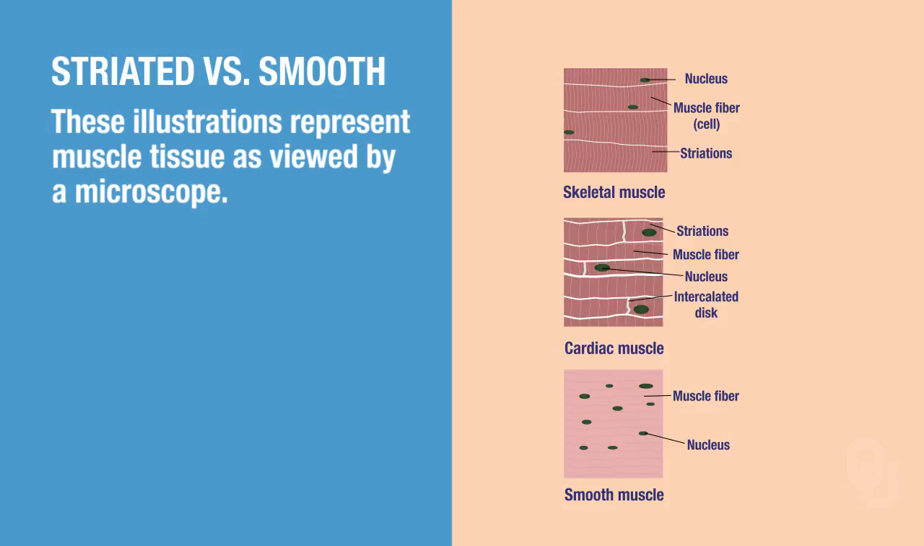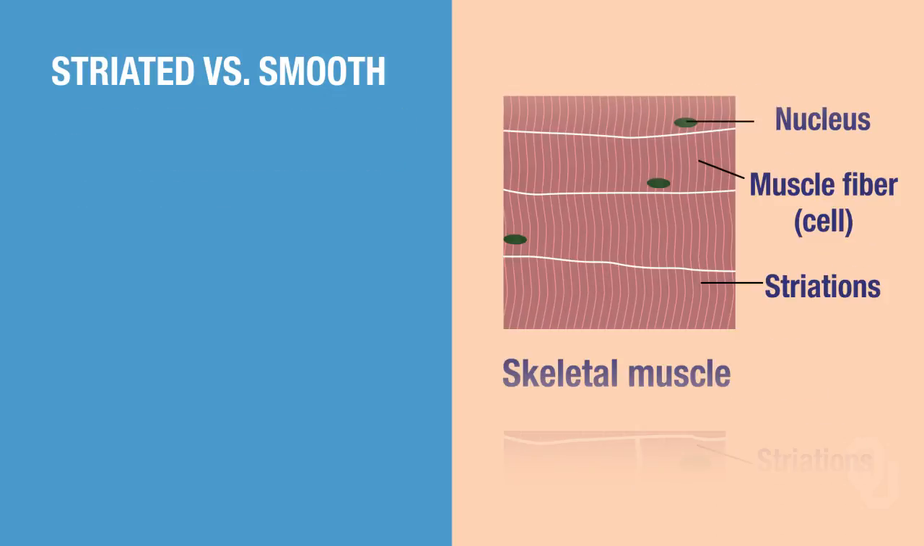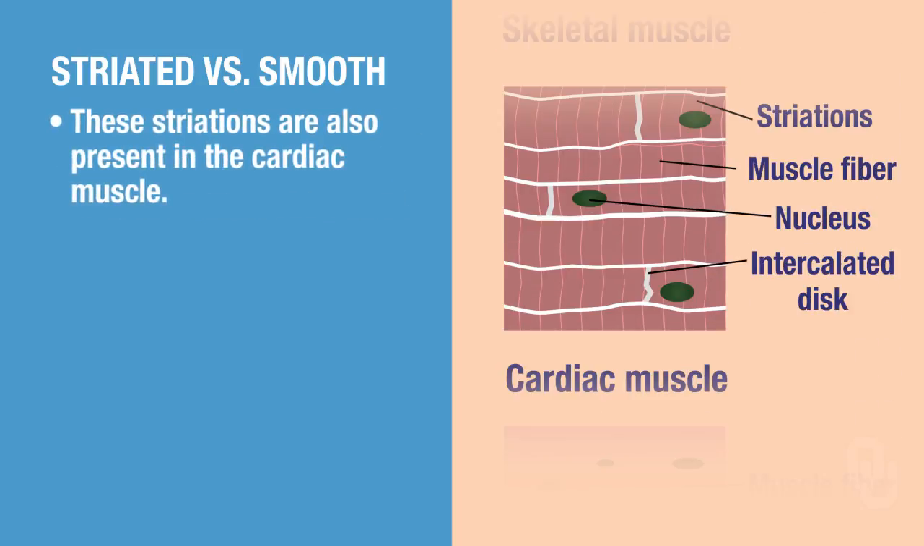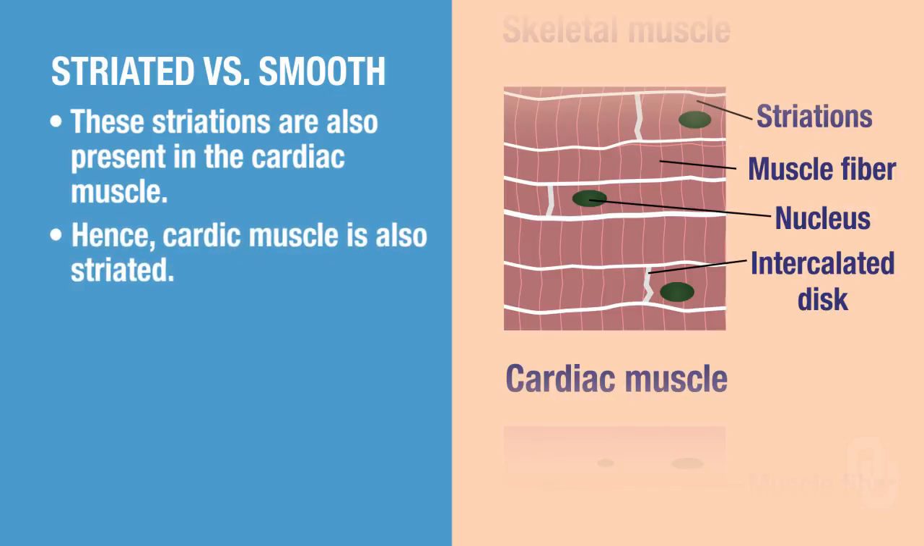These are micrographs taken from a compound microscope. Notice the lines running through this skeletal muscle fiber? Those are what we call striations. Hence, skeletal muscle is striated. In cardiac muscle, you can also see these striations. Hence, cardiac muscle is also striated.